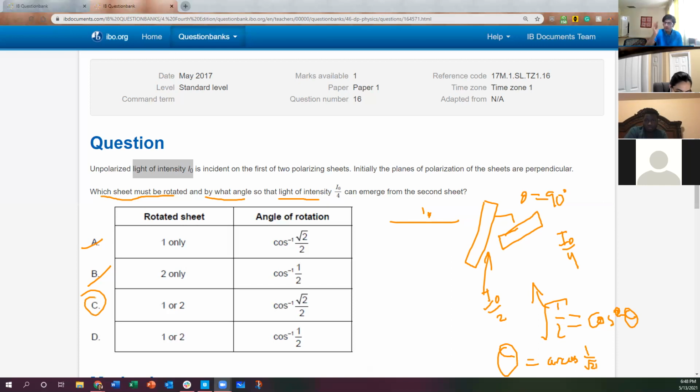You see how Malus's law works? Malus's law is all about the angle between those 2 polarizers. So the thing to remember with these types of problems is you always enter with I0. After the first one, the intensity is immediately I0 over 2. And then after the second polarizer is when you use Malus's law. Okay?